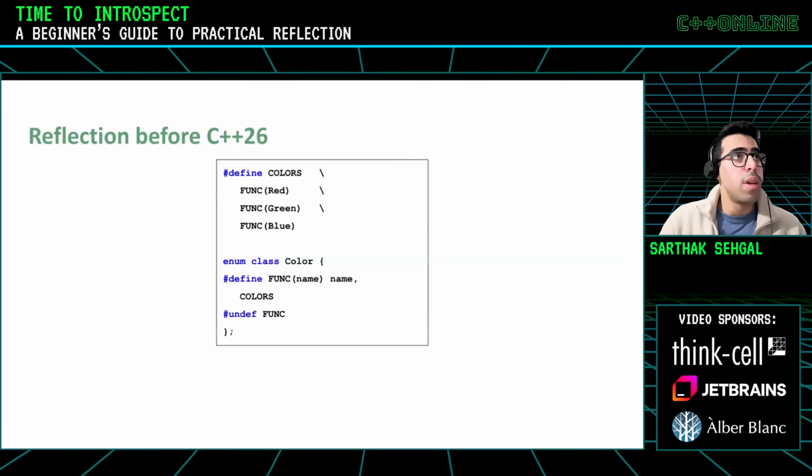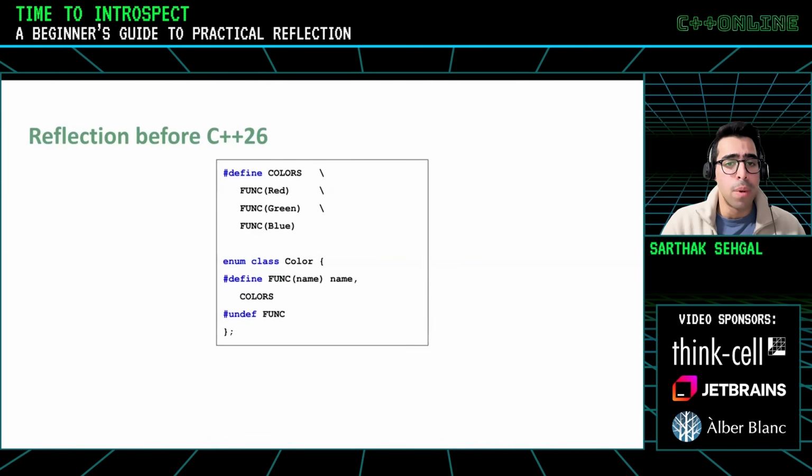To start off, let's say I define a macro hash defined colors. This macro takes in a function and invokes the function on these three literals. The colors are red, green, and blue. So what it expects is the user to provide some sort of a function, and it's going to invoke that on these three literals, red, green, and blue. Next, I have this enum class color. This is C++ enum, modern C++ enum class.